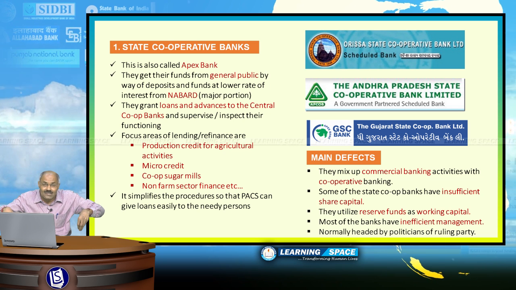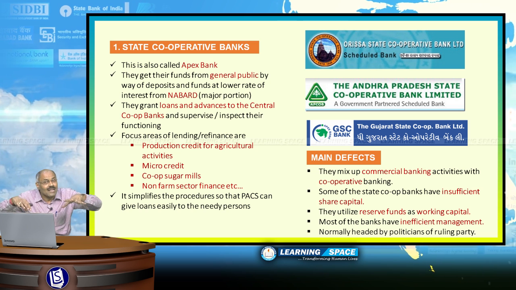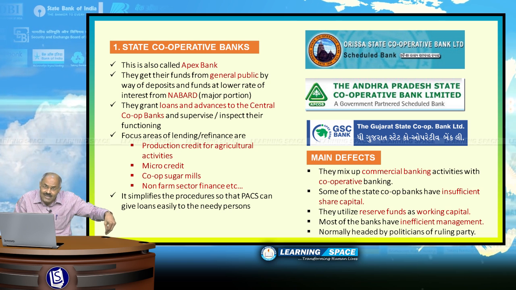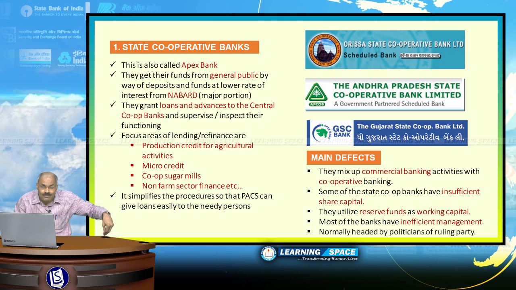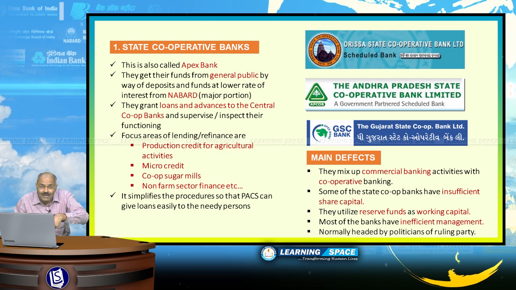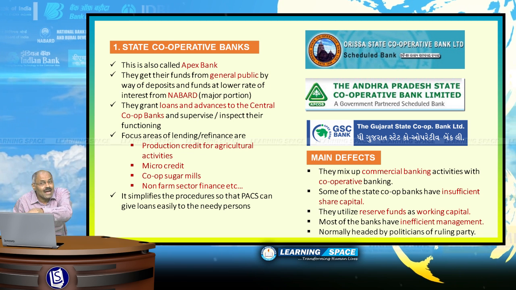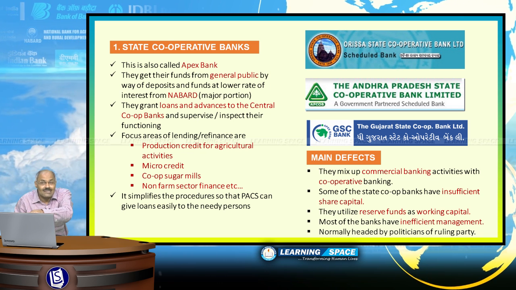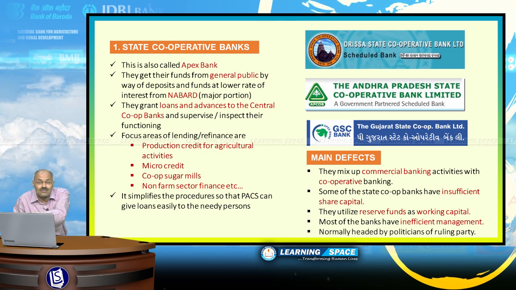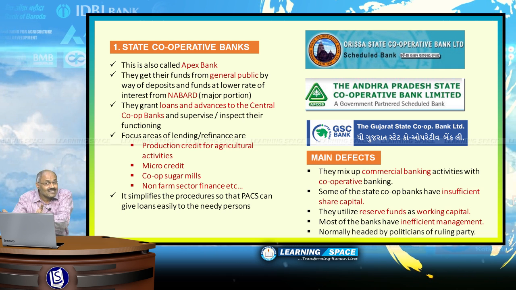It collects deposits, it gives loans, so it is into commercial banking. Not only that, it is doing cooperative banking activities by giving low interest loans to agriculture and rural development. And several state cooperative banks have insufficient share capital. And the most important thing is administratively they are managed by state governments, and sometimes there is poor management by state governments. So the main purpose of state cooperative banks and main defects I have given here.